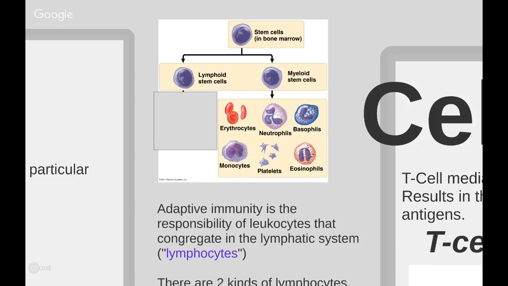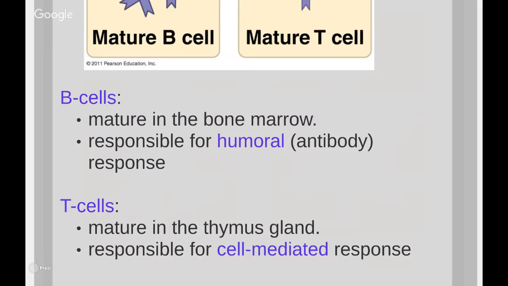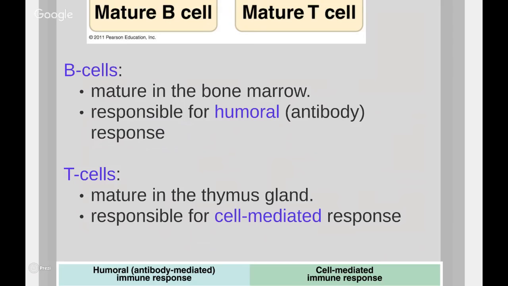So together with the B cells and the T cells, you have your adaptive immune response. So these are the major players. In the adaptive immune response, you have your mature B cells that produce antibodies and your mature T cells that roam around and kill infected cells. So you definitely need to know the difference between these kinds of cells and what part of the immune system they work in.